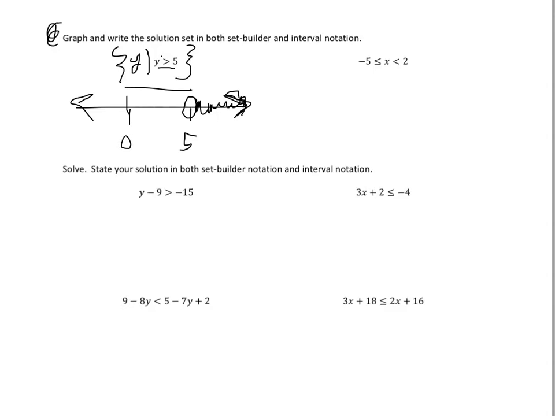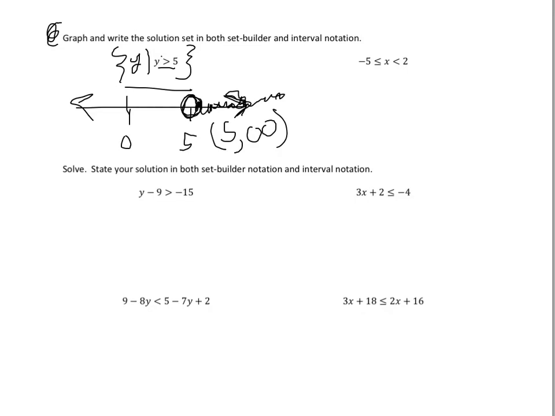If we're using interval notation, those are the ones with the parentheses and brackets. Because we have an open circle, we're not including 5, so we want a parenthesis, 5, comma, and because this goes off to the right infinitely, this is going to infinity, and that's the interval notation.